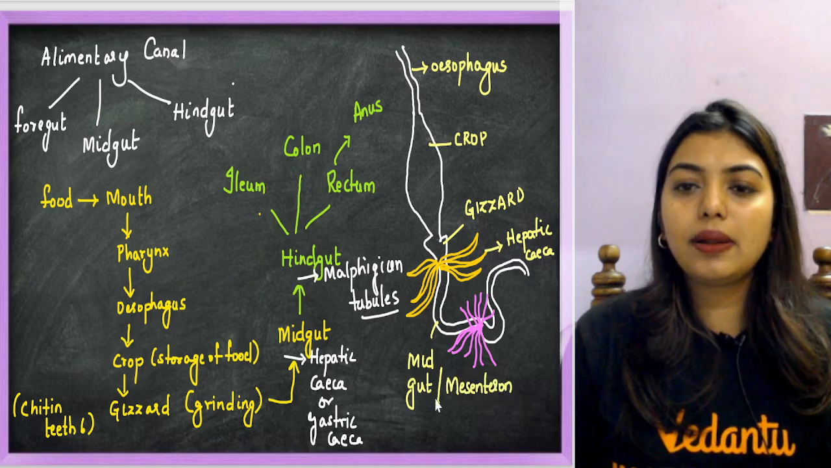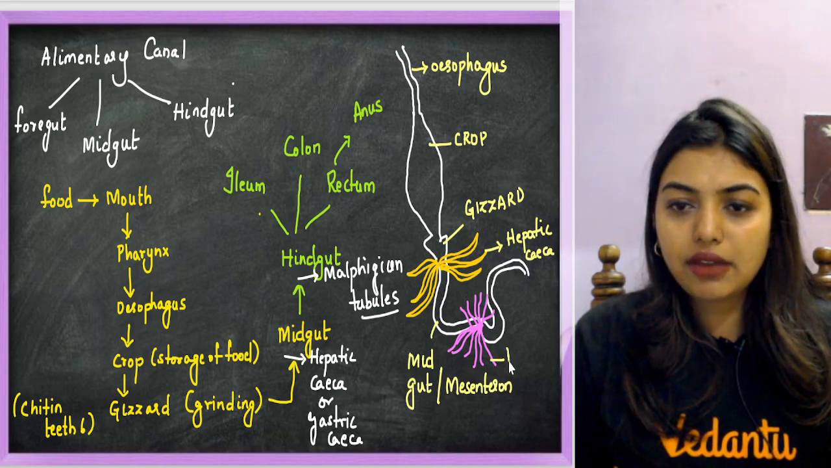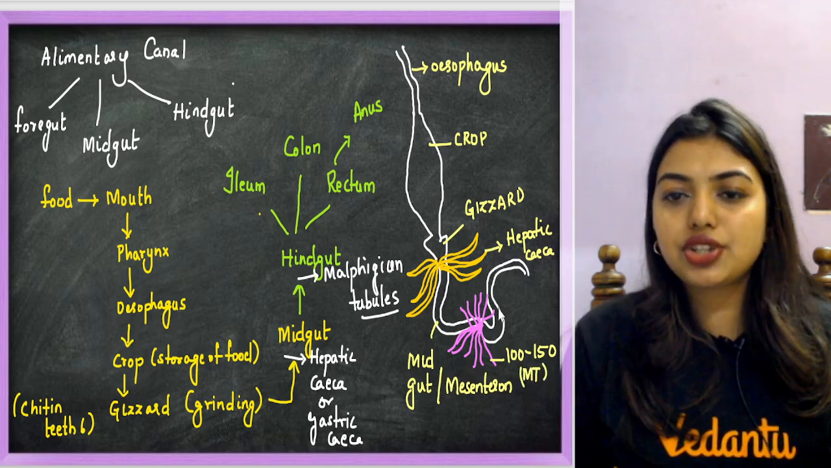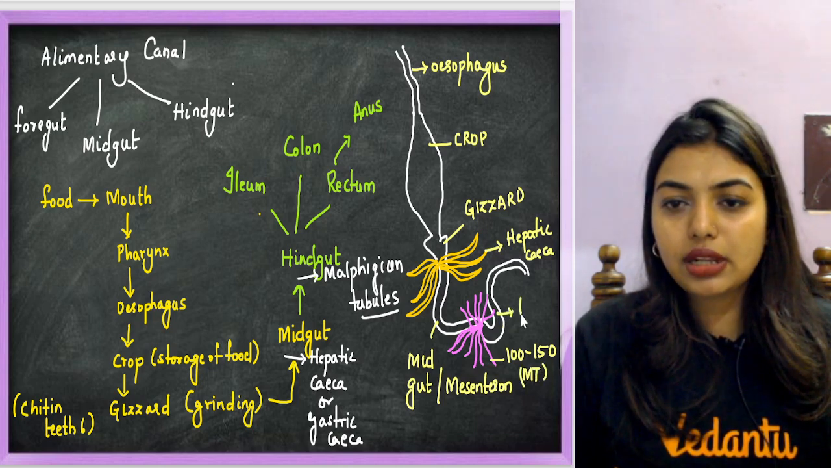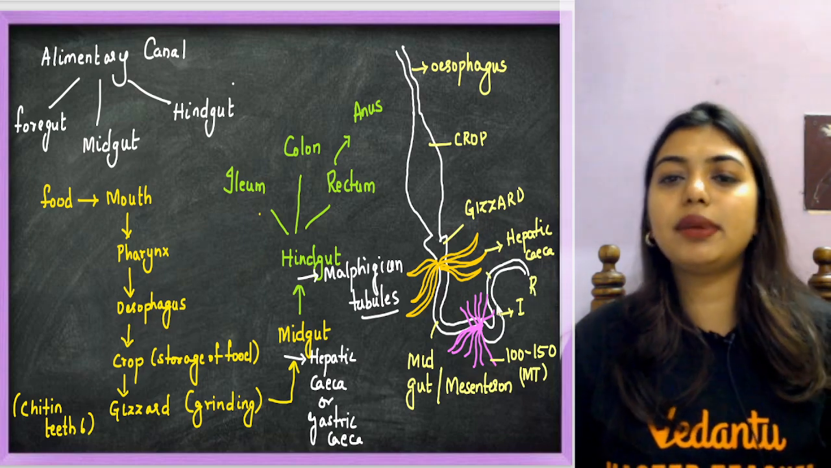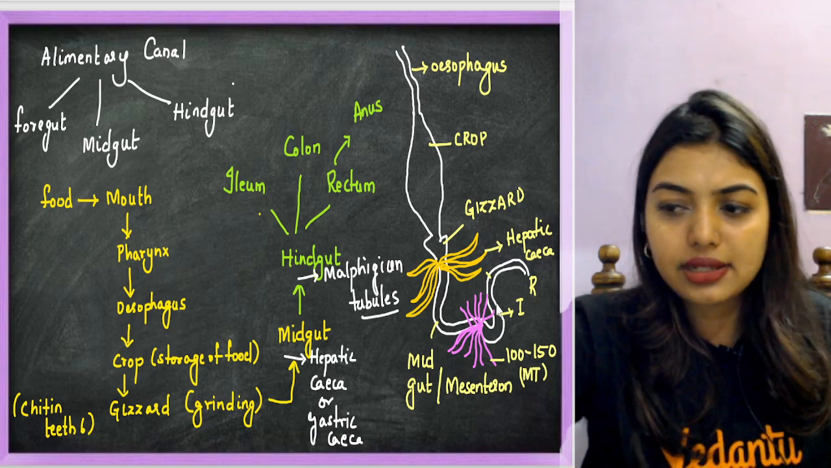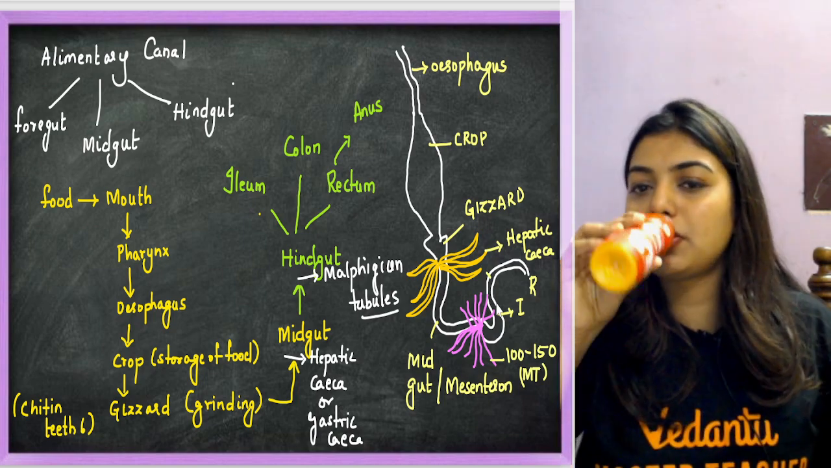Now between the midgut and this, we have 100 to 150 Malpighian tubules, which is actually going to help in excretion only. Then we have ileum, colon and rectum, and then it is going to open into the anus.